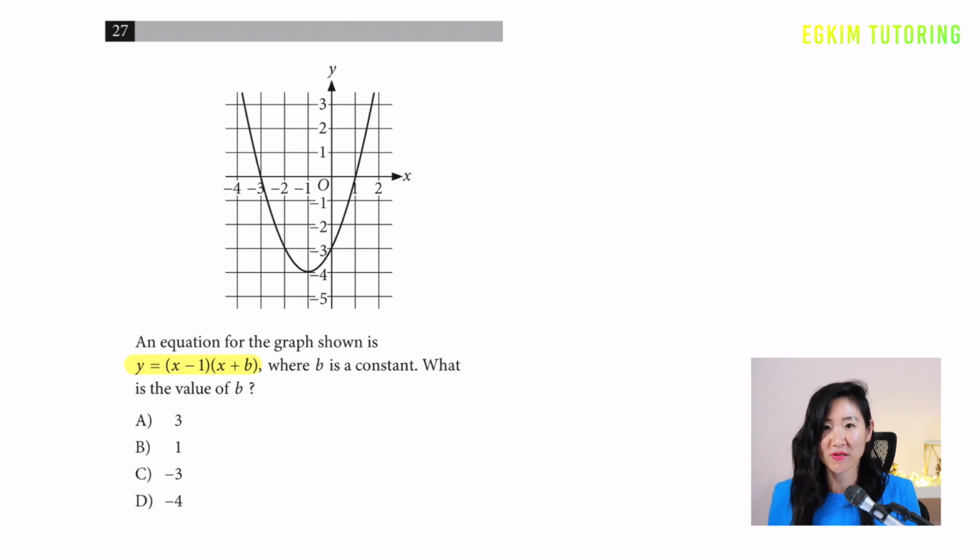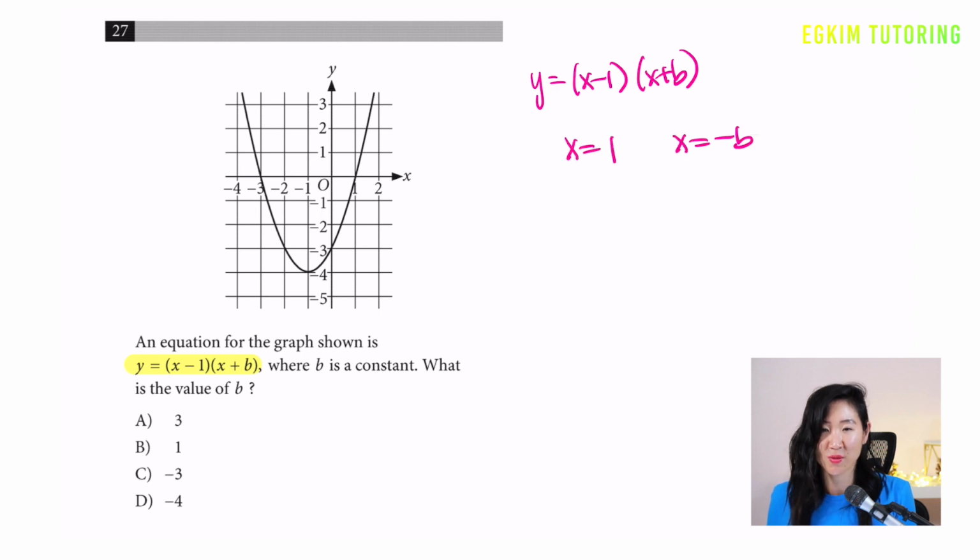With quadratic equations, one of the most common concepts that they test you on is whether or not you understand the zeros or the solutions of the equation. So let's go ahead and write down the equation, which is y is equal to (x minus 1)(x plus b). So then the zeros are going to be x equals 1 and x equals negative b.